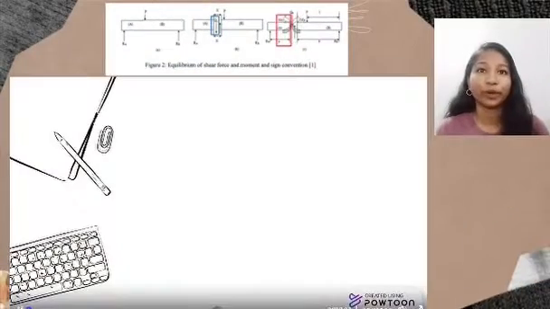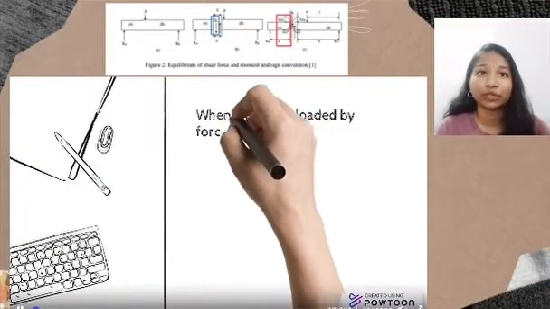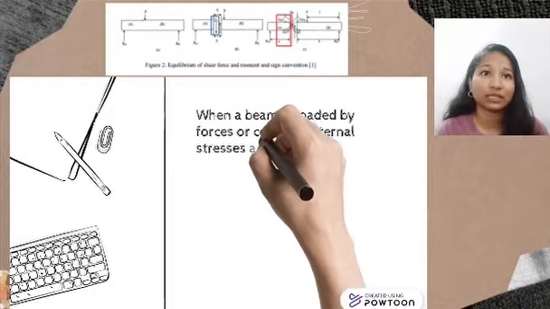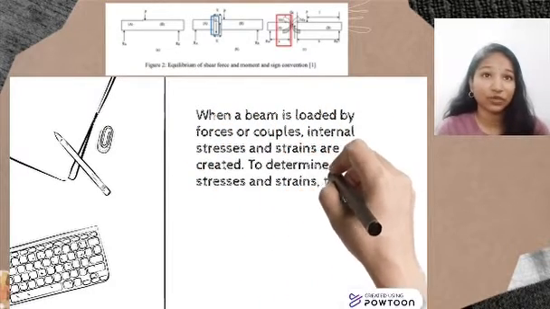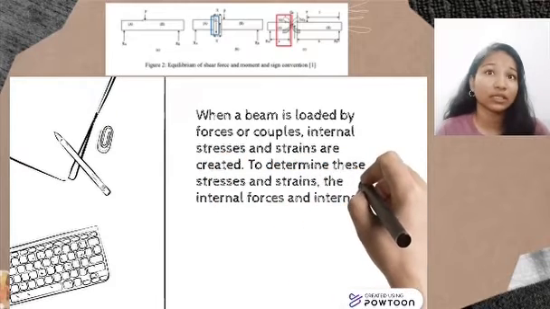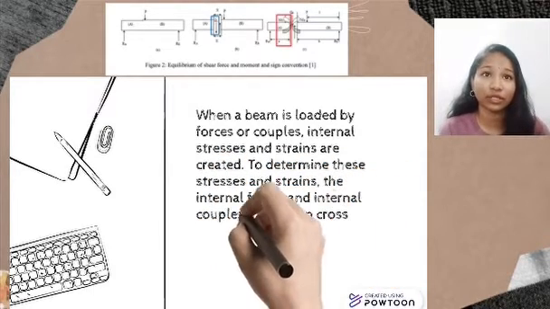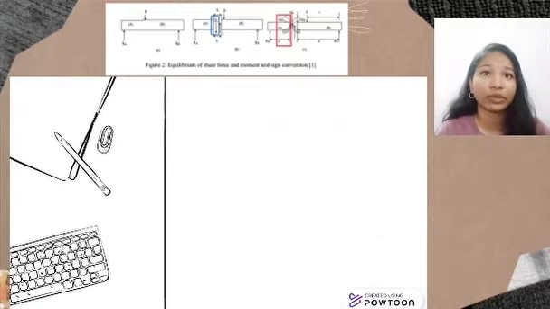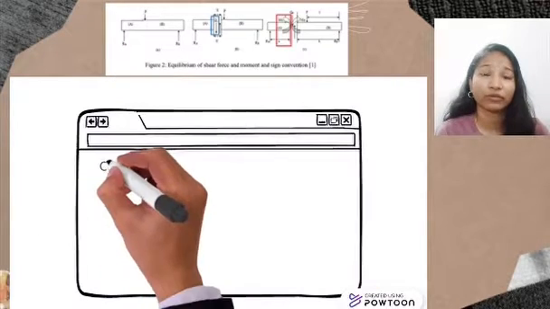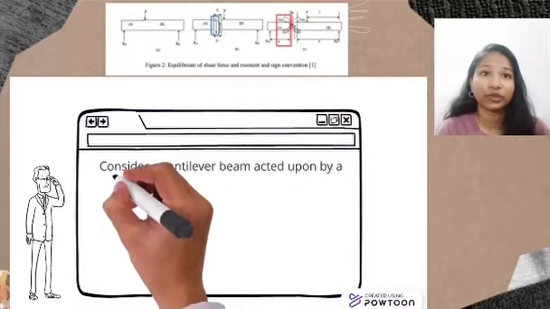For the theory part, when a beam is loaded by forces or couples, internal stresses and strains are created. To determine the stresses and strains, the internal forces and internal couples that act on the cross-section of the beam should be determined first. Consider a cantilever beam acted upon by a vertical force P, as shown in figure 1a.